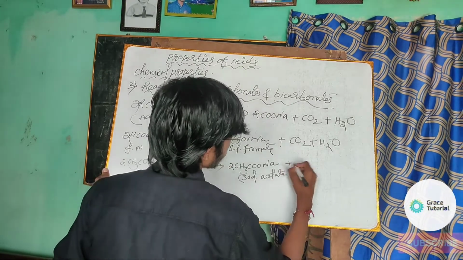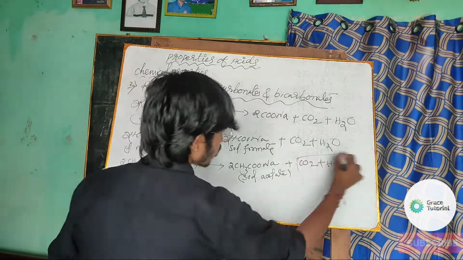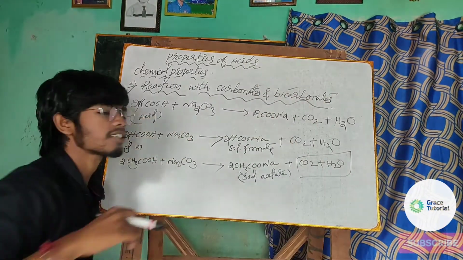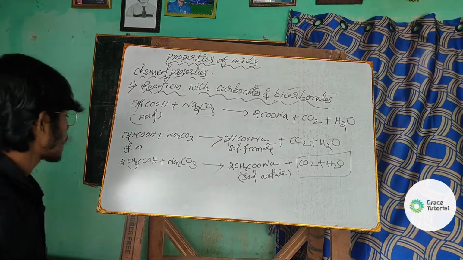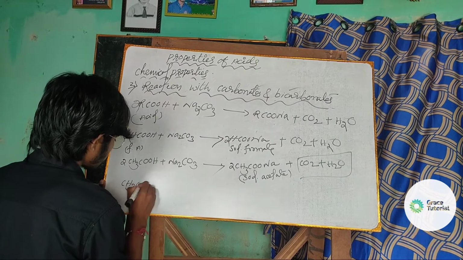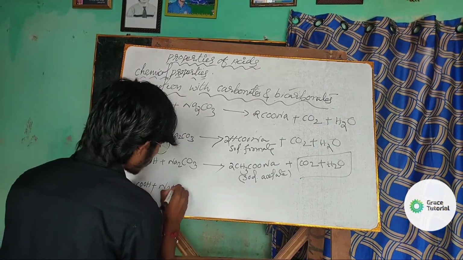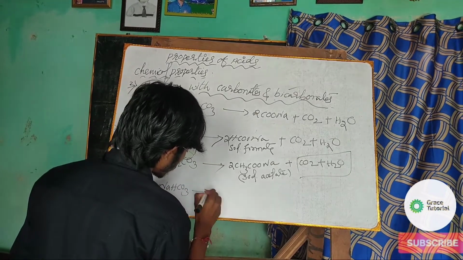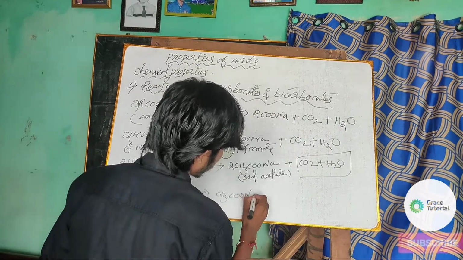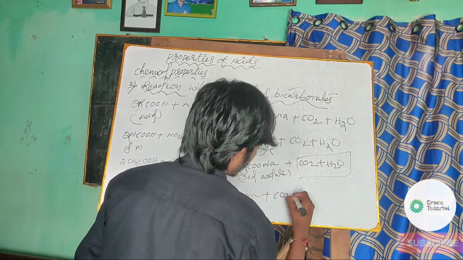Sodium acetate plus carbon dioxide plus water. Carbon dioxide and water are very common if the reaction takes place with carbonates and bicarbonates. That's what you need to remember. Suppose I have acetic acid. If this acetic acid reacts with sodium bicarbonate, then CH3COONa, sodium acetate, is obtained, along with carbon dioxide and water.